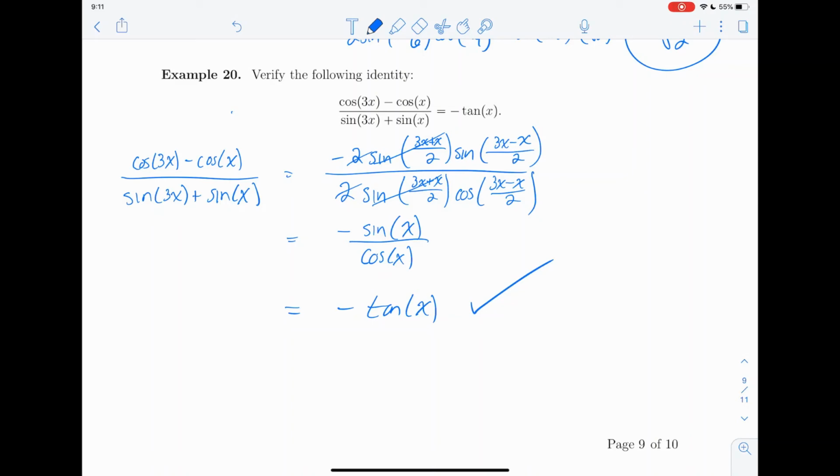So indeed, all of these identities are coming together to allow us to establish and work through and verify all sorts of additional new trigonometric identities.